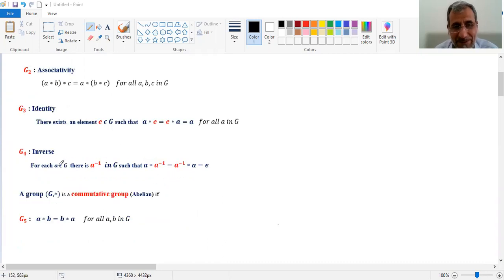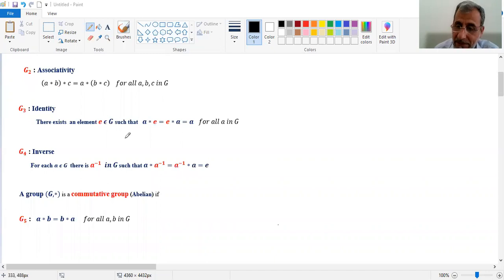And the inverse property: for each element A in G, there is an inverse of A, such that A star A inverse is equal to E. And the group is called abelian, or commutative, if A star B equals B star A.